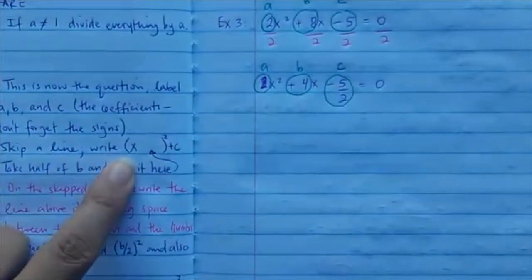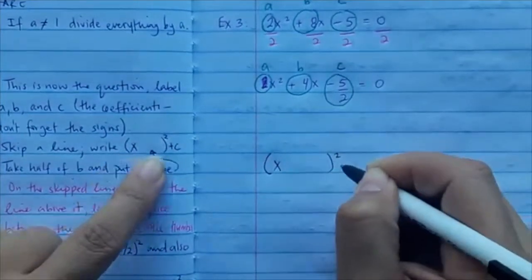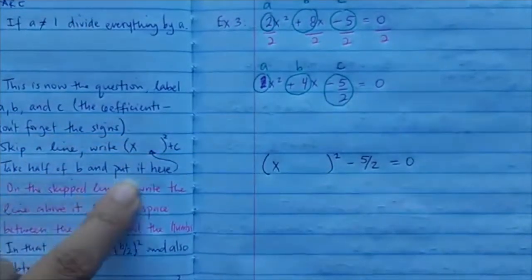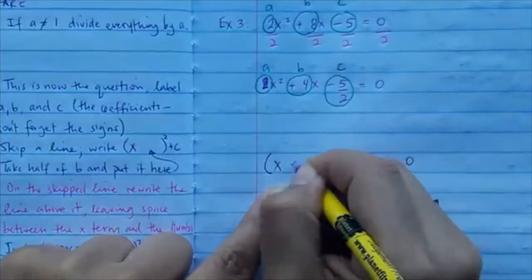Don't forget the signs. Skip a line and write the parentheses squared plus C. So the C is what? Negative 5 over 2 equals 0. Take half of B and put it here. So half of B is what? 2, positive 2, so plus 2.